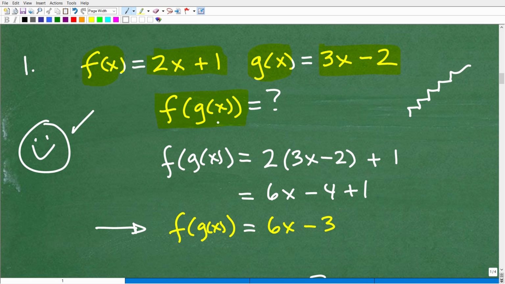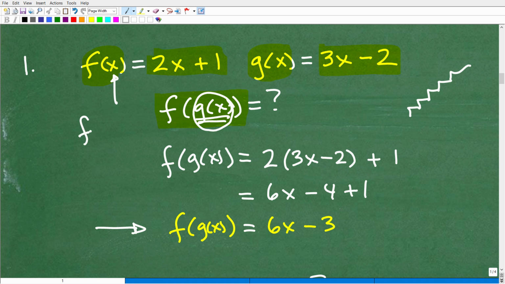But anyways, this is a composite function. So if you didn't get this right, you need to review composite functions. But namely, what this notation is saying is we want to plug the g of x function into the f function. So if you're going to evaluate this function here, for example, if I wanted to find f of 3, I would plug in a 3 right there. Okay, so that would be 2 times 3 plus 1 would be the value of f of 3.